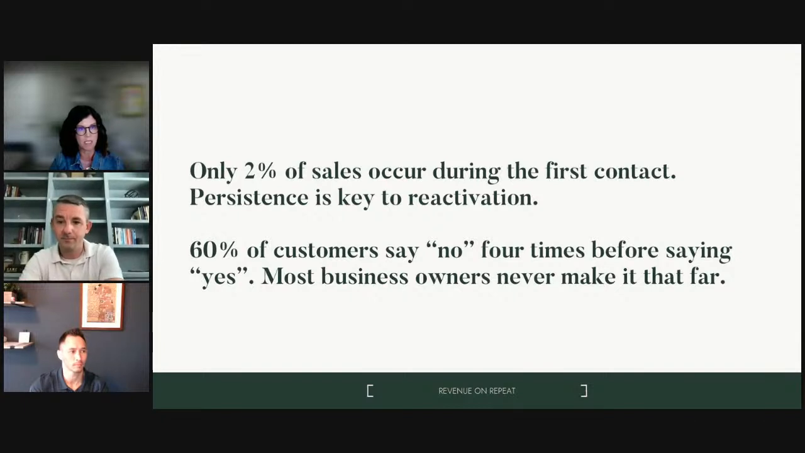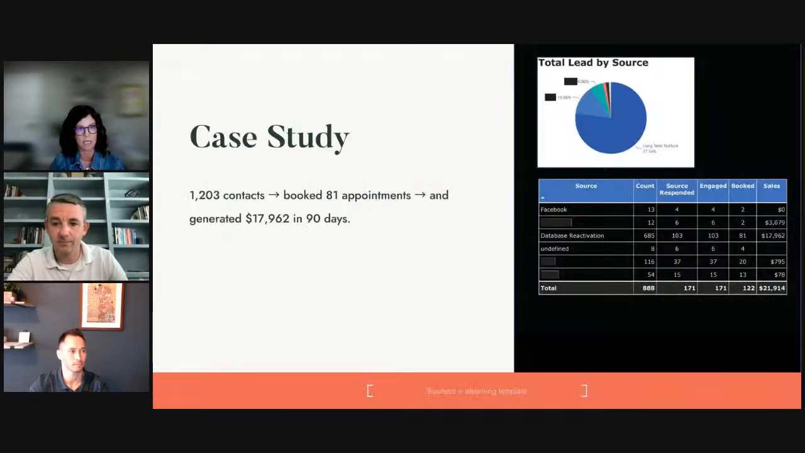But again, persistence and consistency is key, regardless of whether it's an activation or a lead just coming in. 60% of customers say no 4 times before saying yes. So most business owners, again, they never make it that far. They don't like sales. They don't want to feel pushy. They don't want to feel like they're selling. But having processes like this in place eliminates that completely.